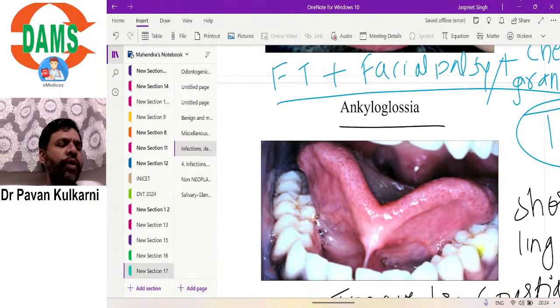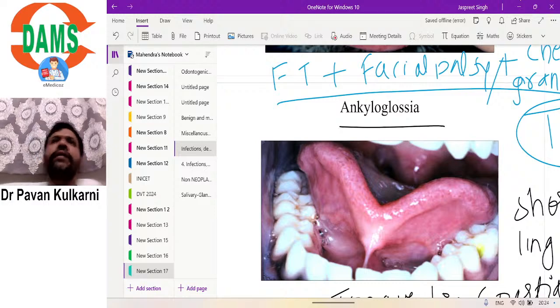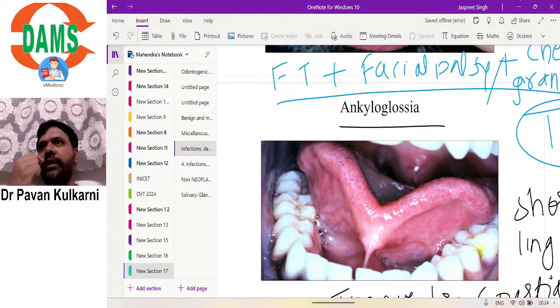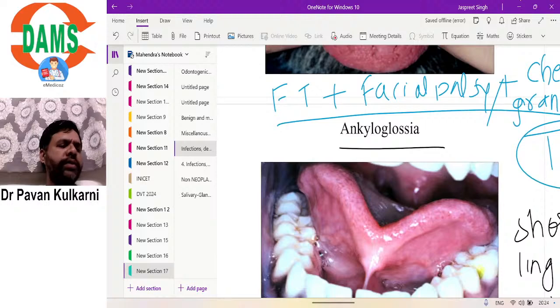We have ankyloglossia or tongue tie, where you can see that there is a short lingual frenum, and that lingual frenum is attached to the tip of the tongue and to the floor of the mouth. That is called ankyloglossia.